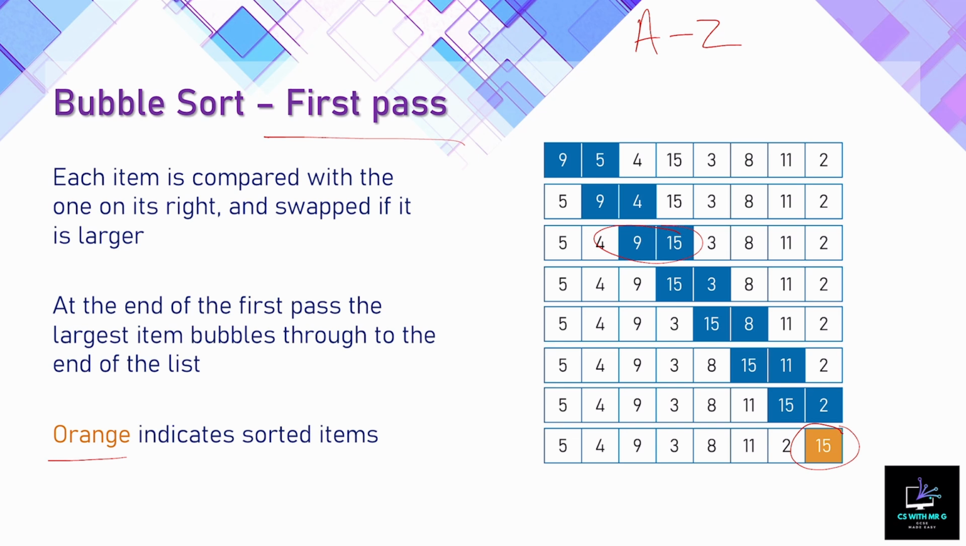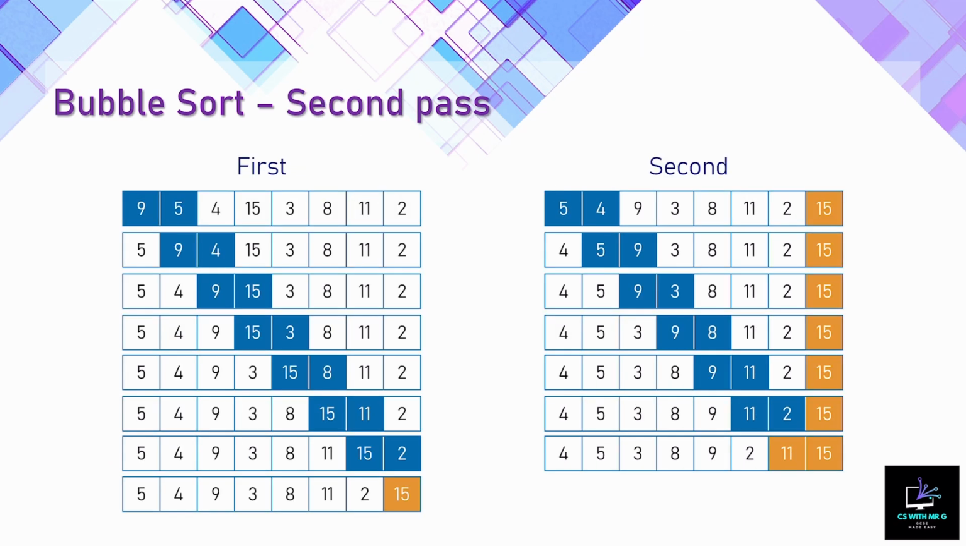Okay, so in the next pass, in the second pass, what will happen is we go back to the first position and we check it against the next number. So as you can see, 4 and 5 needed swapping. We then check 5 and 9, and as we can see, they stay in the same position. Then we check 9 and 3, they needed swapping. 9 and 8 also needed swapping.